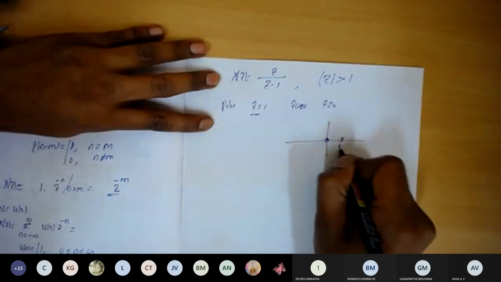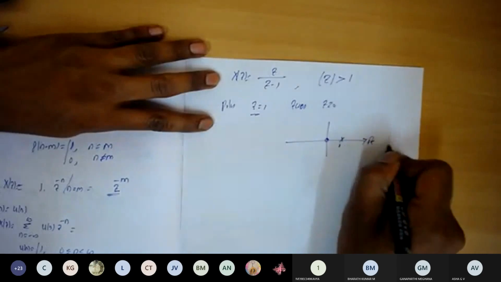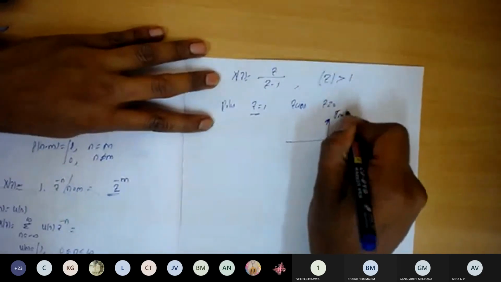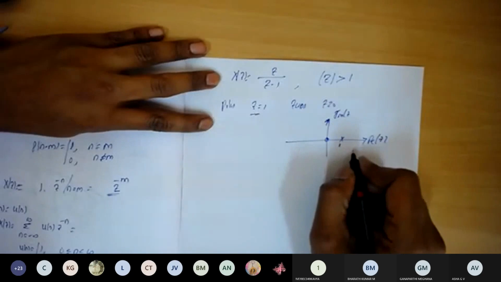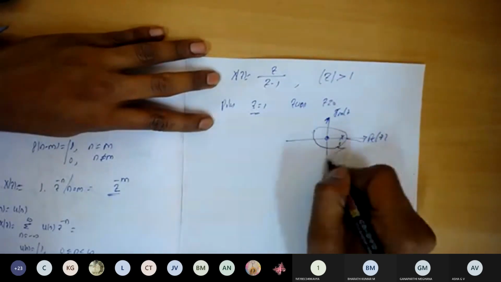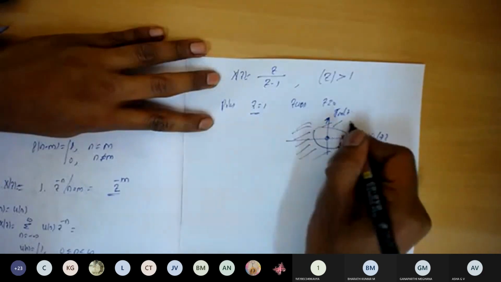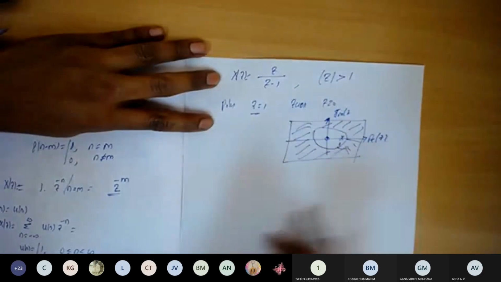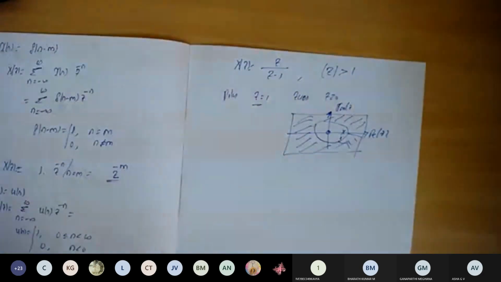The ROC is going to lie, okay, so this is the real part and this is the imaginary part. At |z| greater than 1, we have the ROC. So I'm going to draw one circle. This ROC is going to lie outside the unit circle. So this is the z transform of x of n equal to u of n.